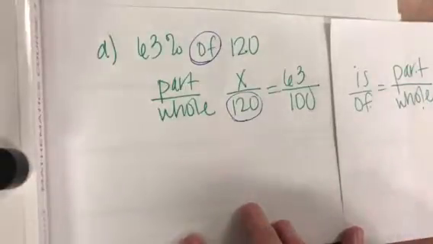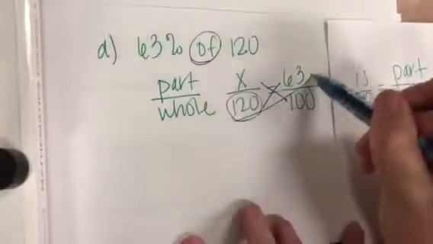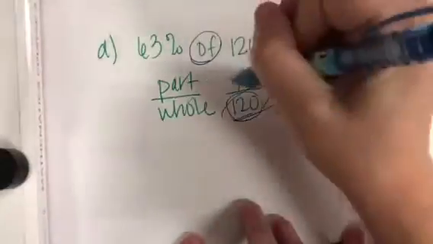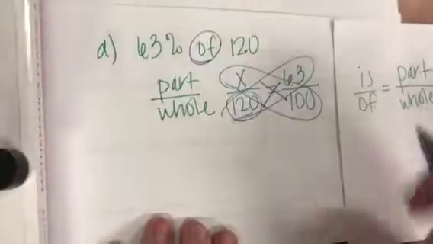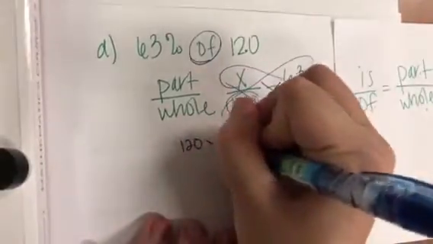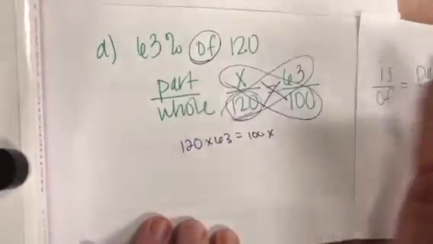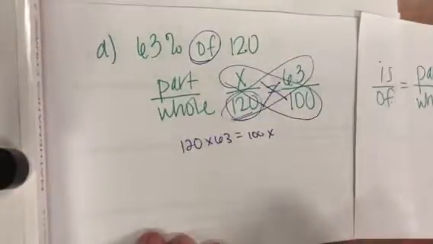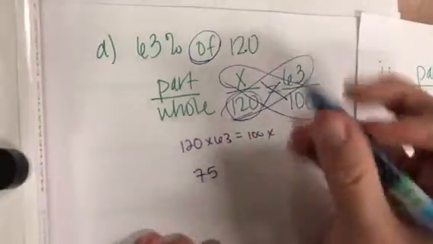It looks like a proportion. It is a proportion. So how do I solve a proportion? Cross product multiply. Cross multiply. I know you guys circle the terms because we did that in class today. So we've got 120 times 63 equals 100 times x. I'm just going to put 100x. What is 120 times 63? 7,560.